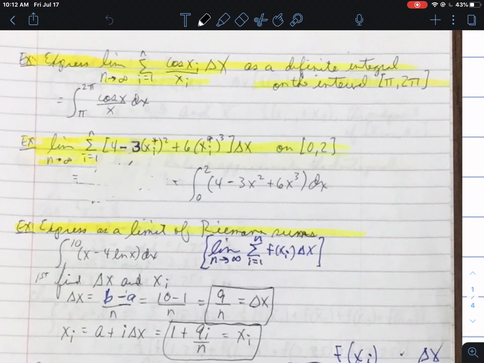So we're going to express the limit as n approaches infinity of the sum as i goes from 1 to n of cosine of x_i over x_i times delta x as a definite integral on the interval from pi to 2 pi. So I'm writing this in the form of an integral. There's my interval, so that's my limits of integration. So I've got the integral from pi to 2 pi.